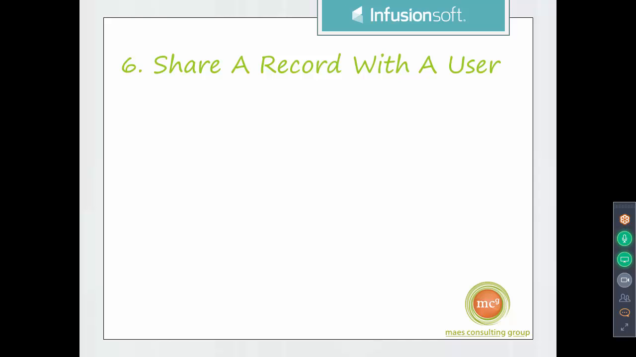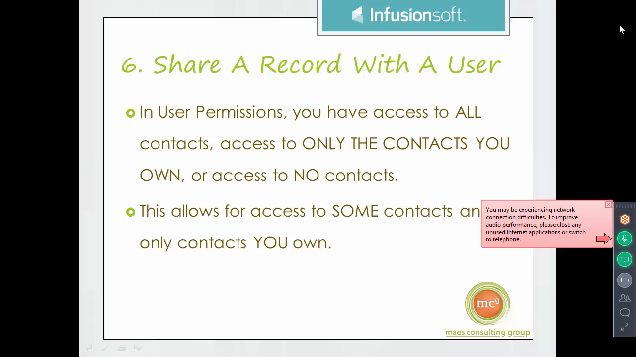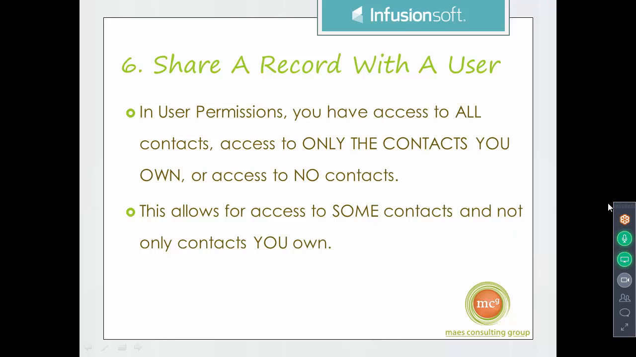Okay, we're going to cover sharing a record with a user. So in user permissions, it breaks down like this. You can have access to all of the contacts. You can have access to only the contacts you own, or you can have access to no contacts. And that's kind of it. So this allows you access to some of the contacts and not just the contacts you own. So think about that first bullet point.